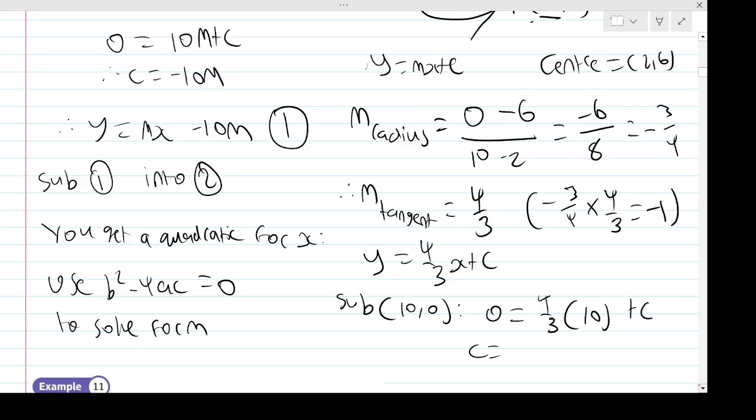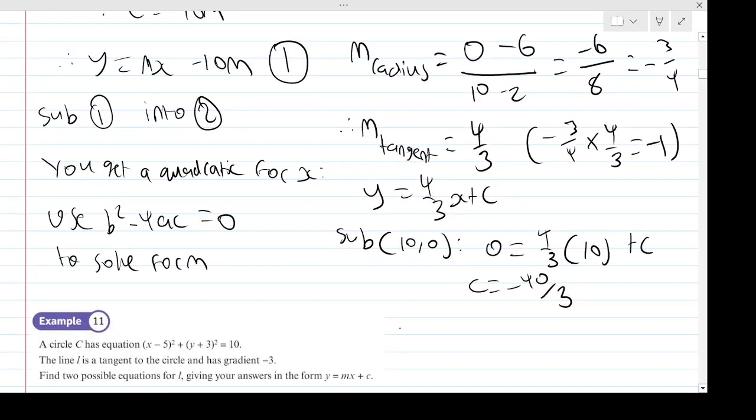Therefore, c would be minus 4/3 of 10. That would be, if I put that, minus 4... Oh, that doesn't simplify. Oh well. Minus 40 over 3. There we are. But therefore, we've got our equation then. Therefore, y is equal to 4/3 x minus 40 over 3. So there we are. So we've got the equation fairly quickly in that instance.